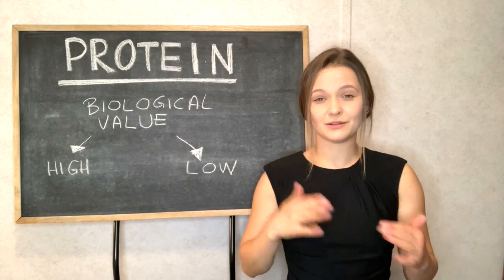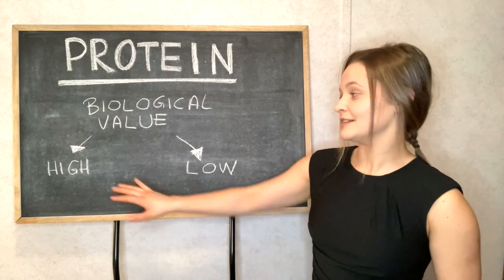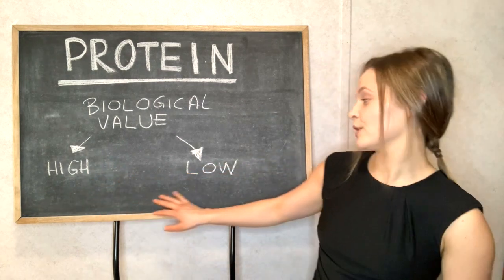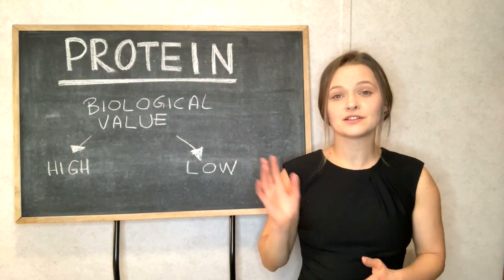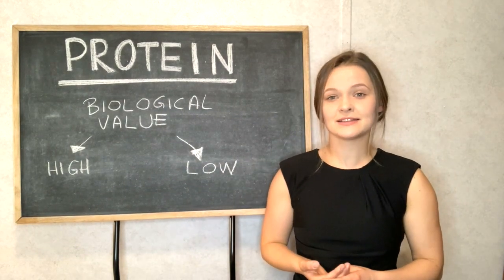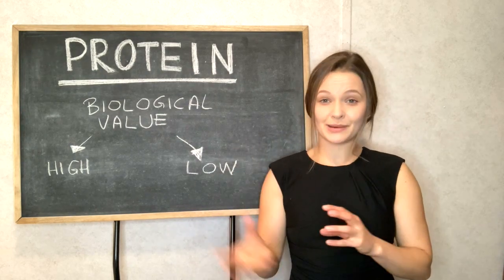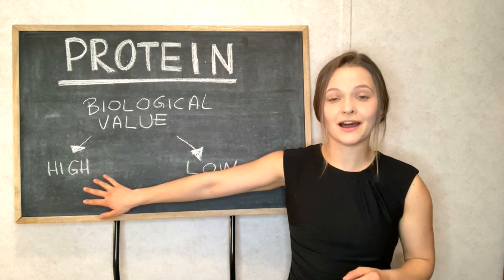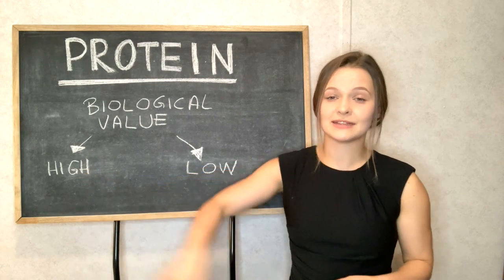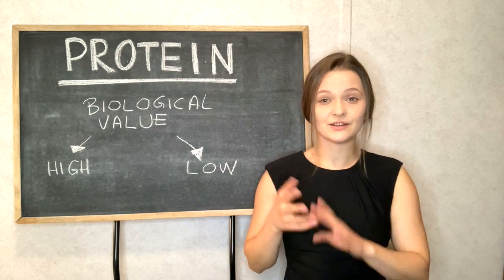This ranges from 0 to 100, but usually proteins are referred to as either having a high biological value or a low biological value. When a food contains all of the essential amino acids, it's called a complete protein because it has the complete set of essential amino acids, and that's known as having a high biological value. This includes things like meats, fish, poultry, eggs and soy.